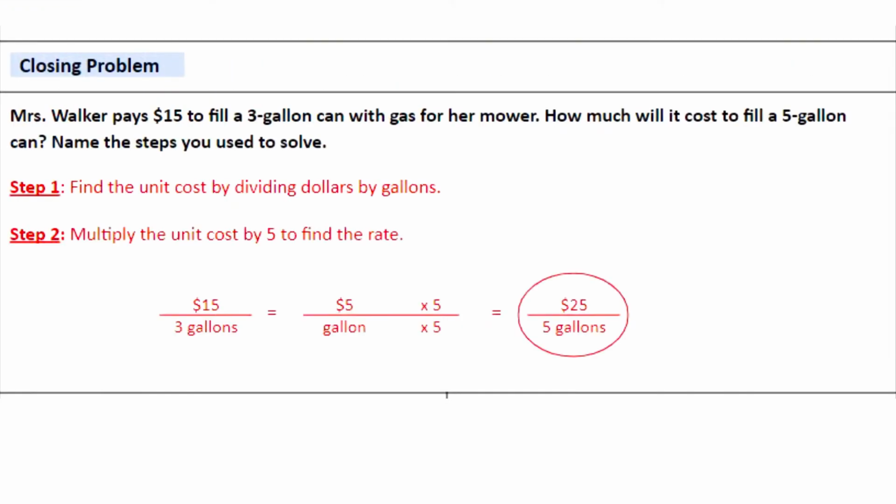To solve this problem, first find the unit cost by dividing dollars by gallons. Here we can see we have $15 divided by 3 gallons. That's $5 per gallon. Then we can multiply the unit cost by 5 because we want to figure out how much it costs for 5 gallons. And we get $25 for 5 gallons. Put a check next to your work if you got it correct. Fix any errors if you did not.